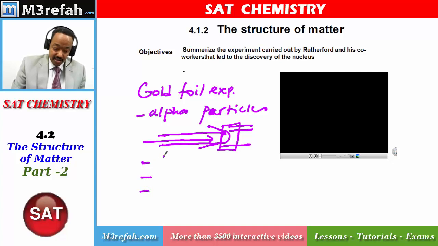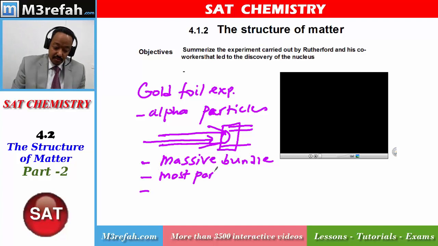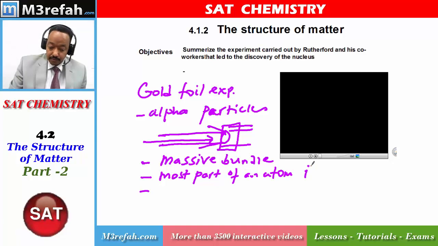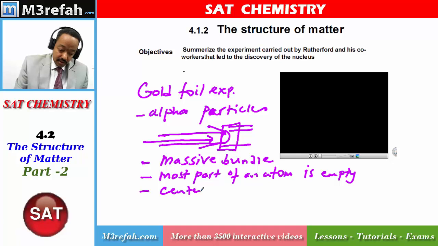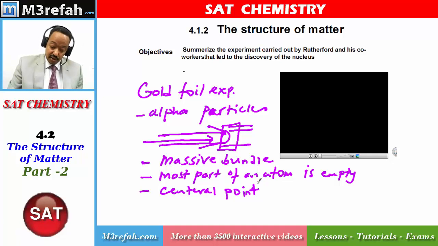strong at the center, or massive bundle. There is a massive bundle of something at the center. And he said that most part of an atom is empty, because he didn't see any bounce back. And this massive bundle is found at the center. There is a central point. At the central point, there is a massive stuff.